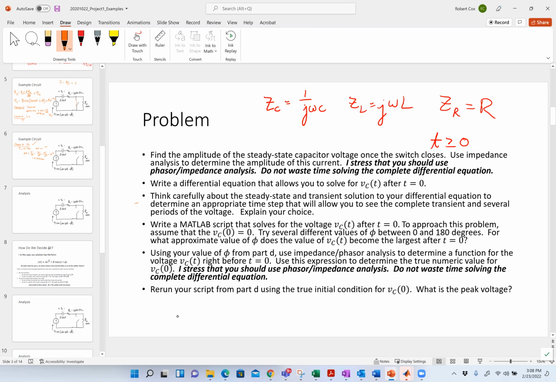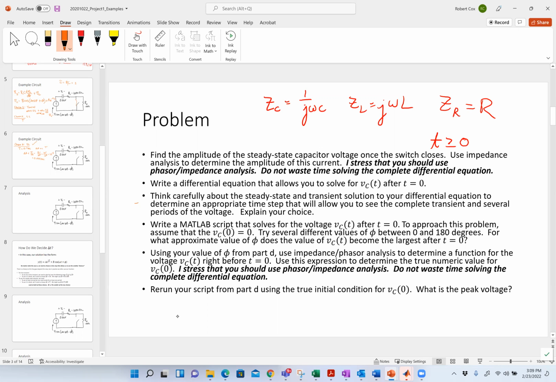Now what do I need to do? Part D says, write a MATLAB script that solves for the voltage V sub C of t after t equal to 0. All right. So at this point, we've got to write a script to do that. To approach this problem, assume that V sub C of 0 equals 0. Because what? I need an initial condition. V sub C of 0 equal to 0.